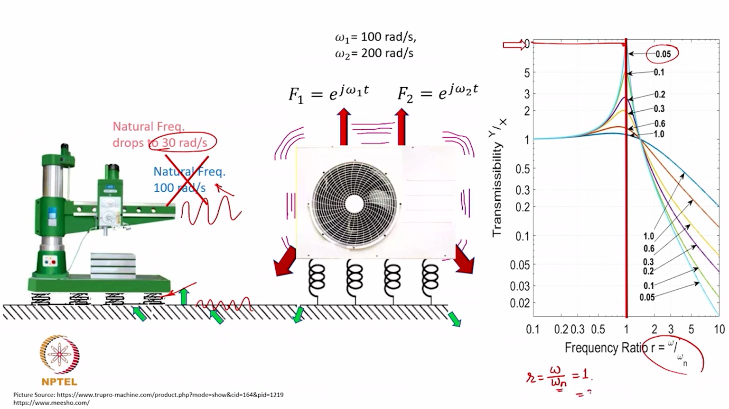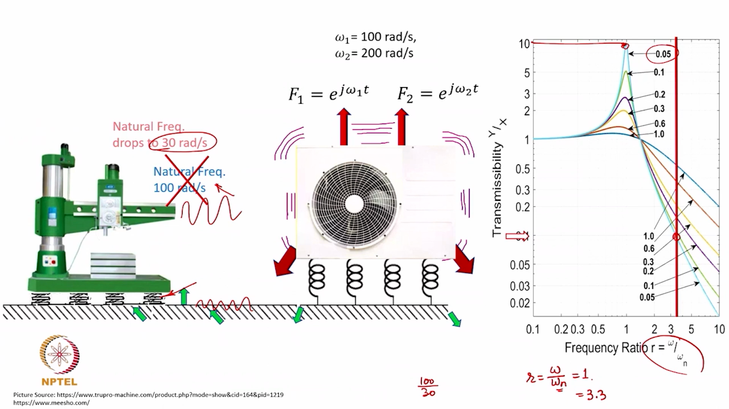So, now what will this become? Because this omega n, instead of 100 radians per second, is reduced to 30 radians per second. So, the revised omega n is 30 instead of 100, right. So, the frequency ratio now is 3.3. So, with a 3.3 frequency ratio, my operating point slides from here to somewhere there, okay. And with that, the transmissibility is reduced from 10 to 0.1.